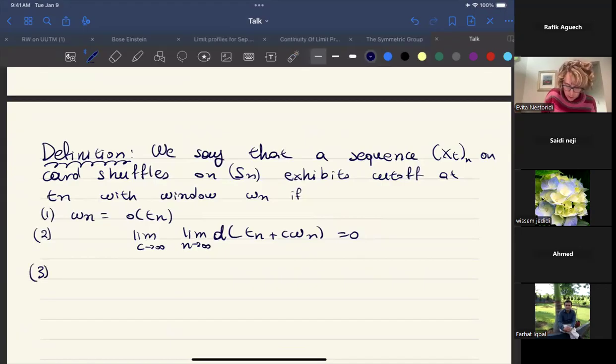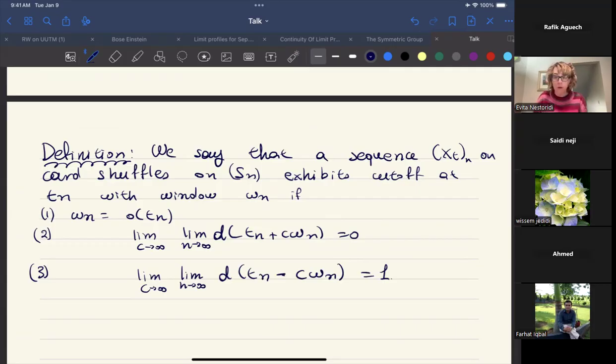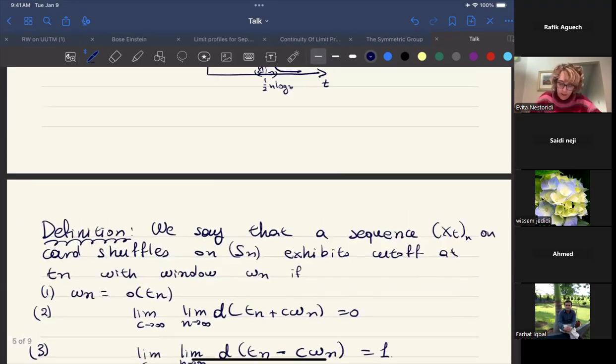And the third part, I already wrote it precisely in that form in the theorem as well, which says, again, take n and then c to infinity, but do minus steps, take a few less steps. Then your total variation distance is 1. That's what cutoff is about. And it is fully motivated by random transpositions and this picture over here.